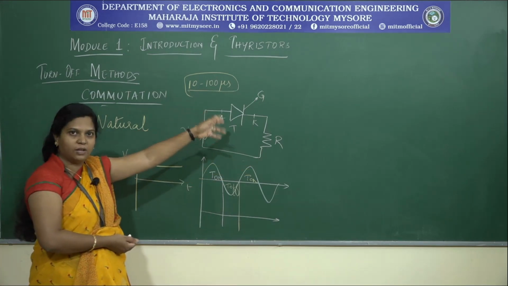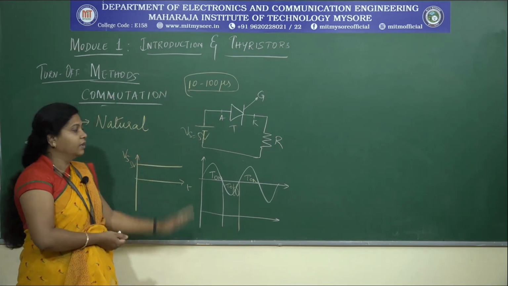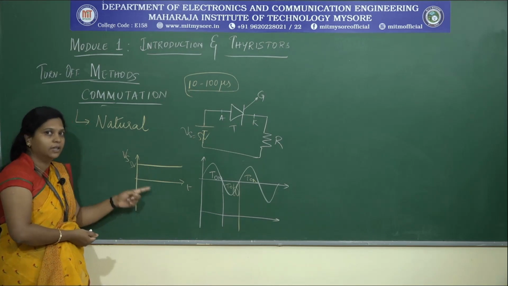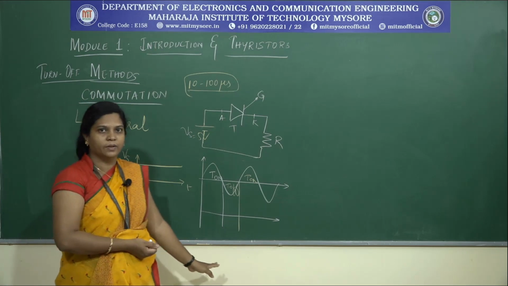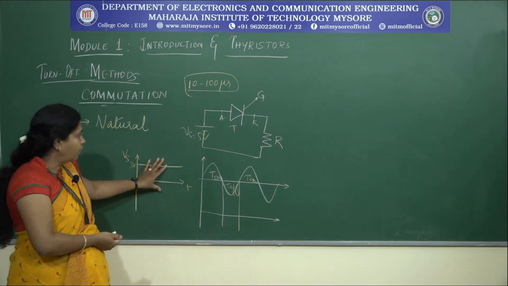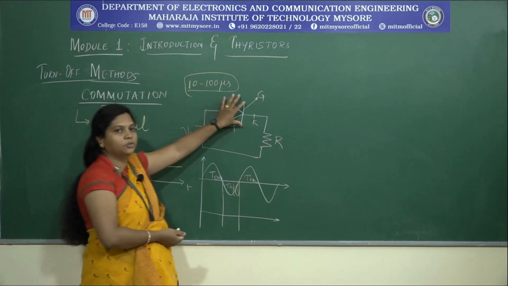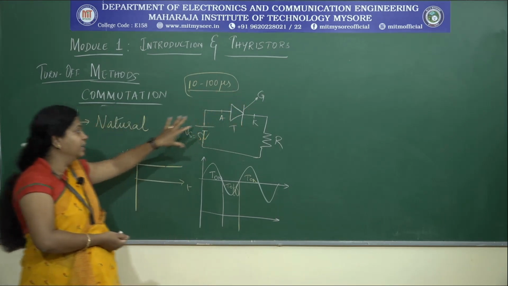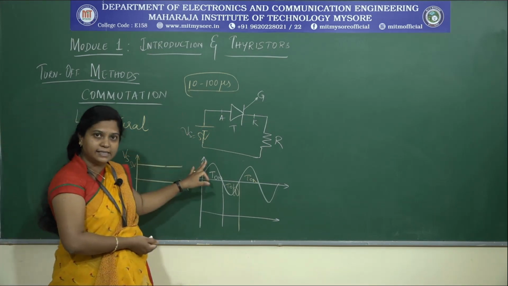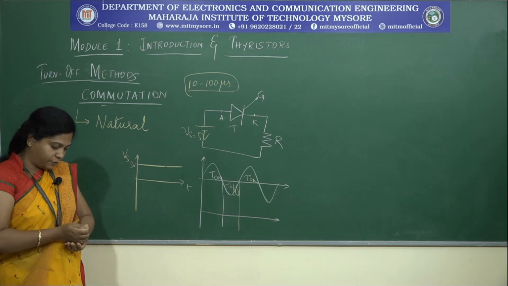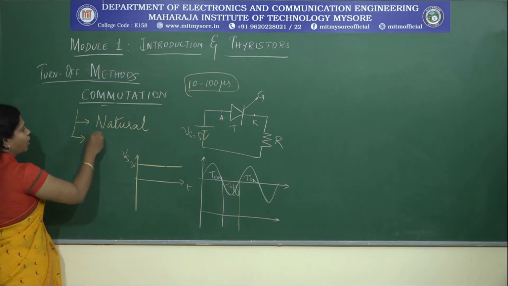Once you give the gate triggering pulse, the thyristor will always go to its on state. Now if you want to turn off the device, you have to turn it off forcefully. Okay, how do you turn off forcefully? By adding different elements to this circuit. So this type of commutation, whenever your input is a DC, is known as forced commutation.